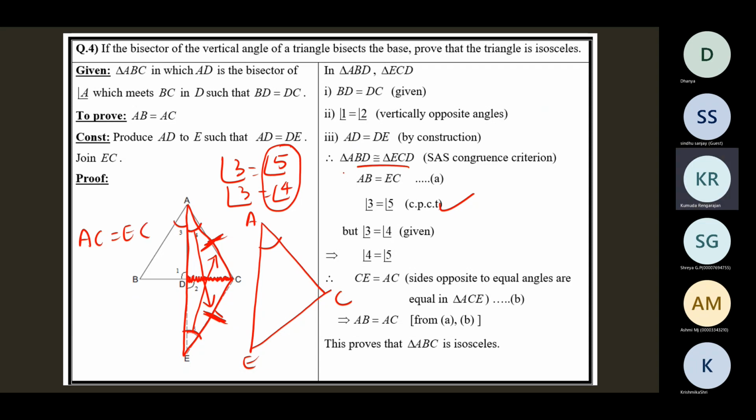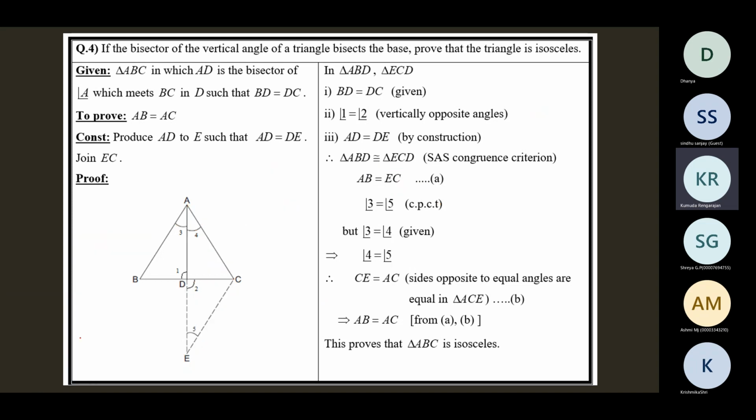But by CPCT, we already proved that AB is equal to EC. That means AC is equal to AB. That means the triangle is isosceles because two sides are equal.